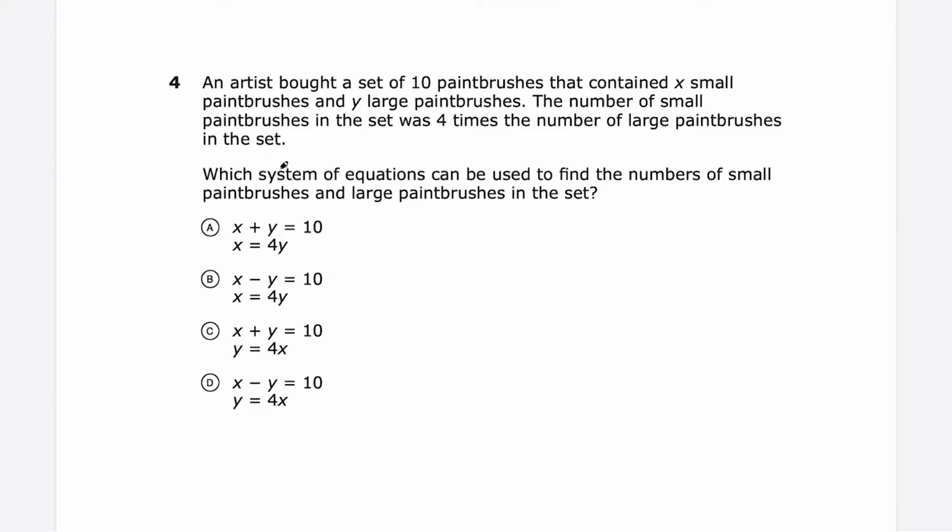And we want to know which system of equations can be used to find the number of small paintbrushes and large paintbrushes in this set. Okay, so for this question, there's a lot going on, but if we reread this very carefully, there are 10 paintbrushes in the set, and there are X small paintbrushes and Y large paintbrushes. So right away, we could say that X plus Y is equal to 10. Because if you think about the entire set of paintbrushes, there's going to be X small ones, Y large ones, so if we add those two together, that's going to give us the total number of paintbrushes.